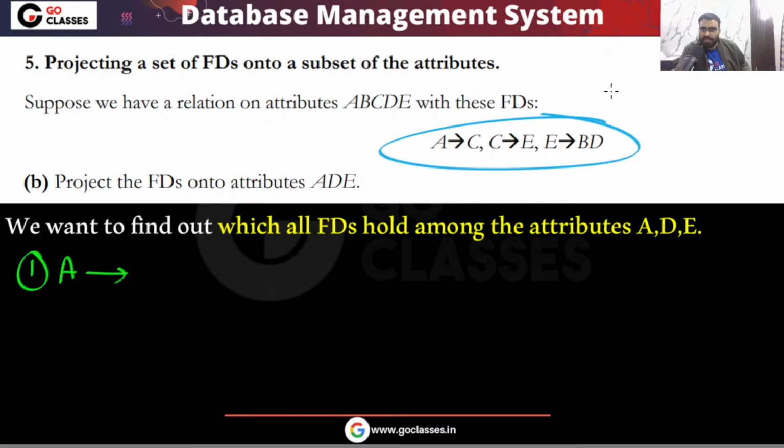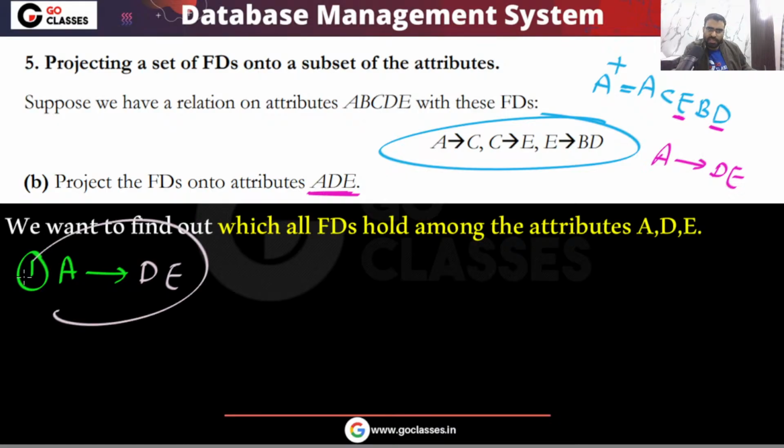So in this set of functional dependencies, you find what A plus is. You can see the A closure will be AC. C can derive E, and E can derive BD. Very simple. Here you can easily see that A can derive DE, because remember, we focus on ADE. So I can say this functional dependency holds among these attributes ADE.